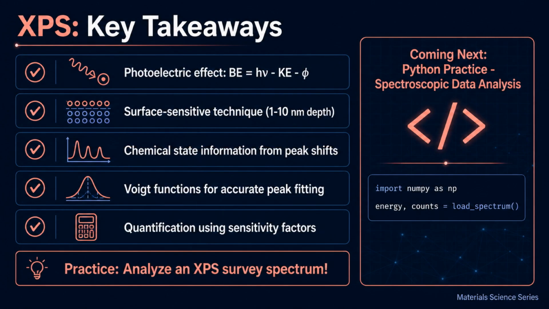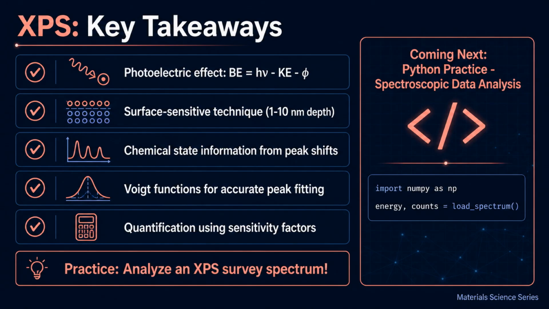Let's review the essential XPS concepts. The photoelectric effect provides the foundation, with binding energy equaling photon energy minus kinetic energy minus work function. XPS is inherently surface-sensitive, probing only the top 1 to 10 nanometers. Chemical shifts in binding energy reveal oxidation states and bonding environment. Voigt functions enable accurate peak fitting by combining Gaussian and Lorentzian contributions. Sensitivity factors convert peak areas to atomic concentrations.